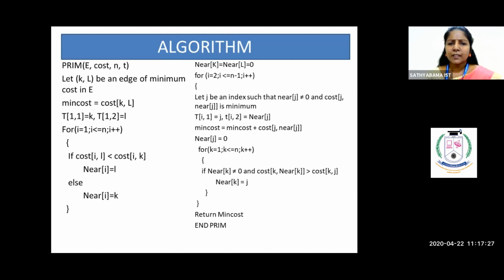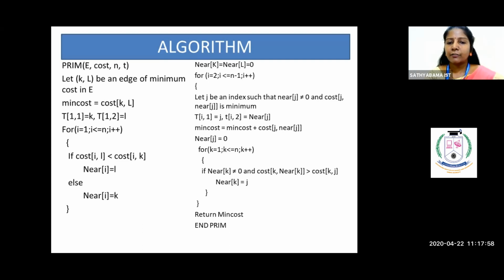Now, this is the next. This formula will be executed for totally n-1 edges, right? Already one edge we found, K, L. That's why this loop starts with 2 to n-1. Why is it n-1? Because the number of edges in the spanning tree is n minus 1. So it starts with 2 because already one edge we inserted into the T matrix, and ends with n minus 1.